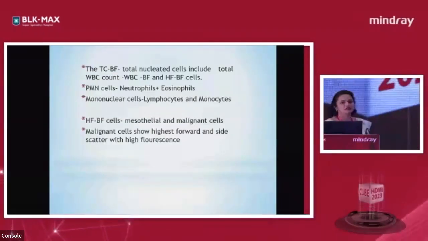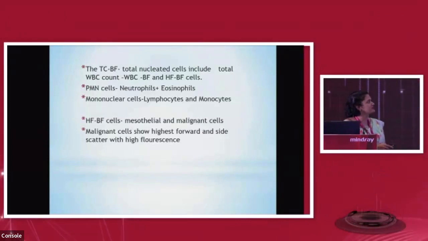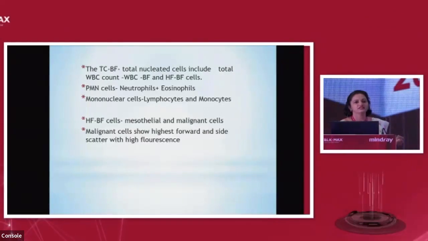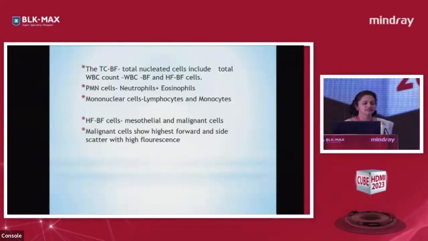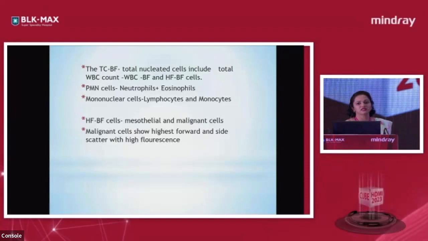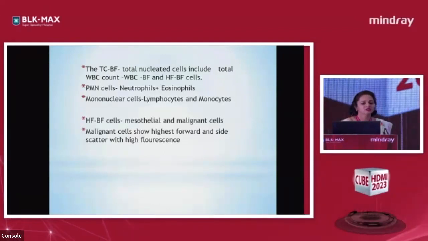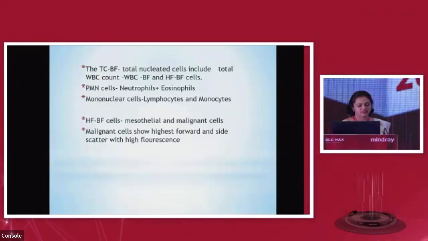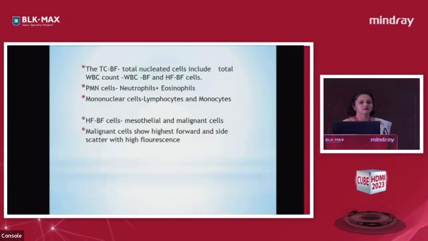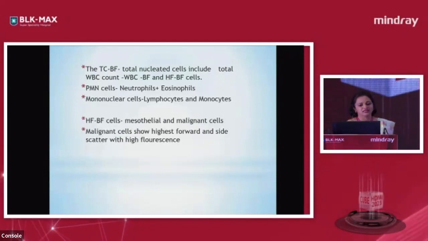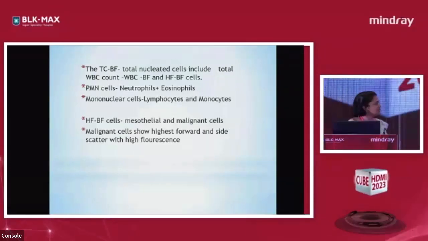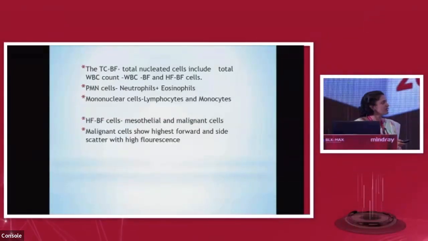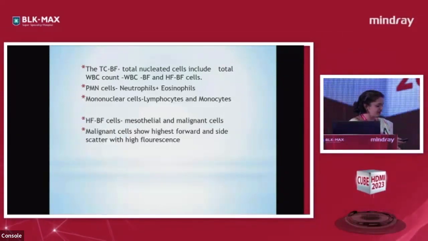So the total count, TC-BF, generated by Mindray BC6200 has the total nucleated cells, which includes the WBCs as well as the HFBF, the high fluorescent cells; polymorphonuclear cells, which include the neutrophils and eosinophils; and mononuclear cells, which include the lymphocytes and monocytes. The HFBF cells comprise the mesothelial cells and malignant cells both. Whereas malignant cells show highest forward and side scatter with high fluorescence, these should be easily identifiable in the diff scatter plot.